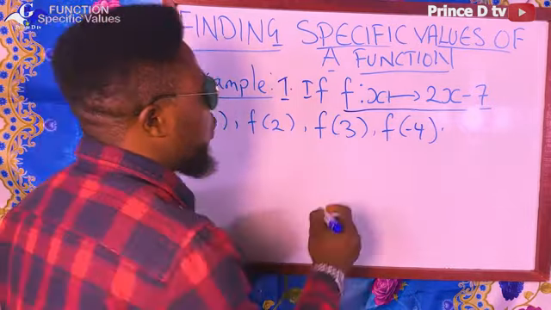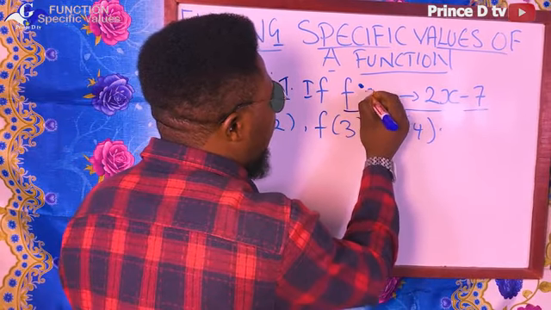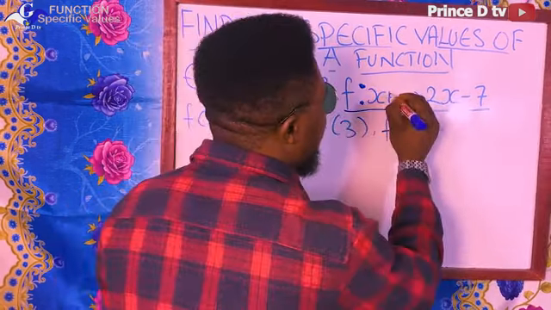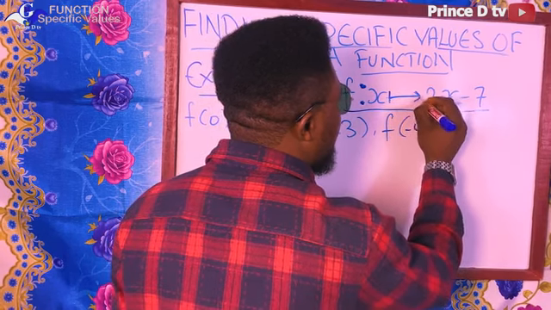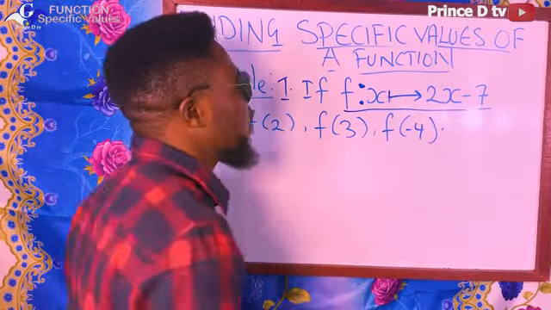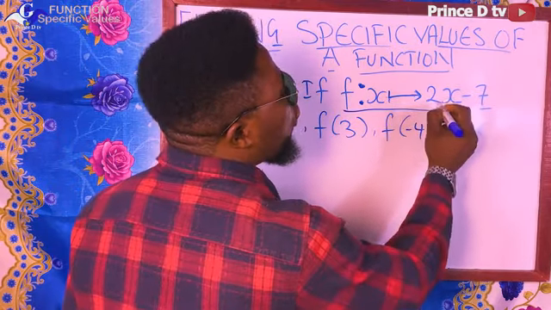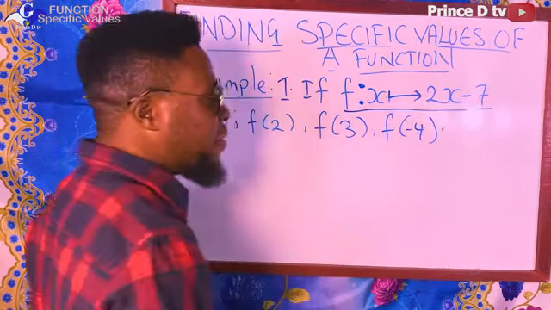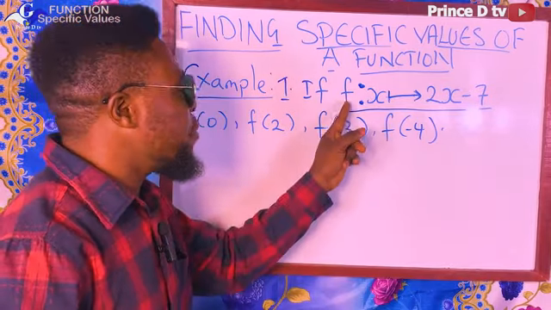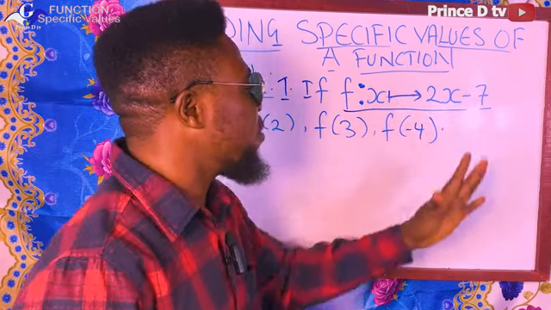All right, so this is read as f. The two dots implies such that x, and the arrow implies maps or connects or is related to. So f such that x is mapped onto 2x minus 7. So that's the function. f such that x maps onto 2x minus 7.